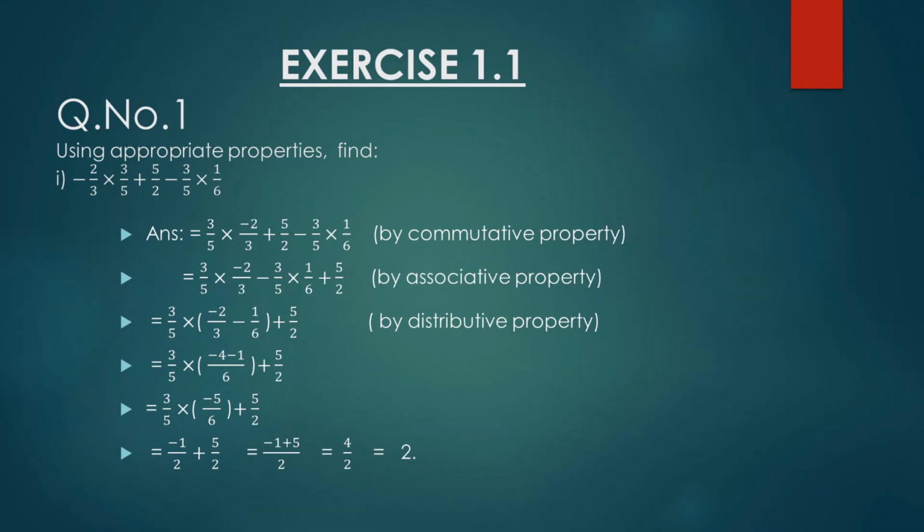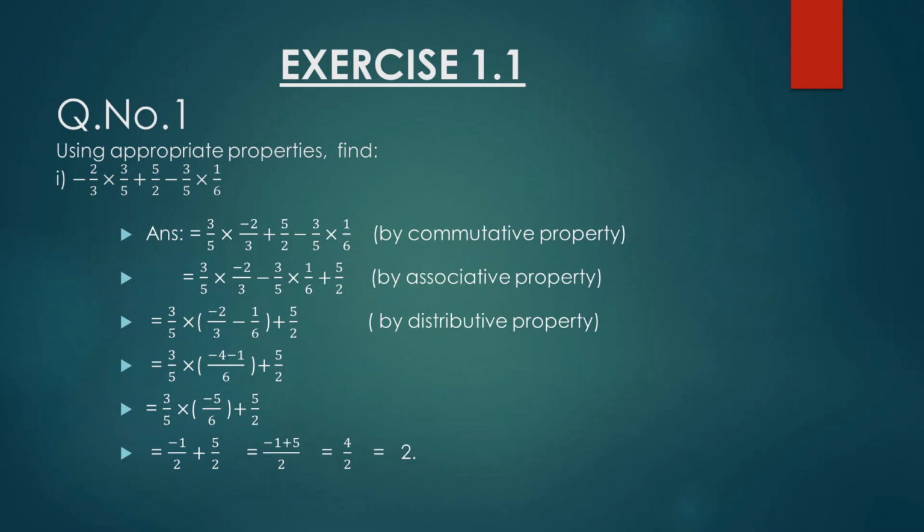See, here we get two groups: 3 by 5 into minus 2 by 3, then minus 3 by 5 into 1 upon 6, and lastly plus 5 by 2. From this we can see 3 by 5 is common to both, isn't it? So now take 3 by 5 as common. Here we are using the distributive property. So the next step is 3 by 5 into (minus 2 by 3 minus 1 by 6) inside the bracket, plus 5 by 2. Now solve whatever is given inside the bracket.